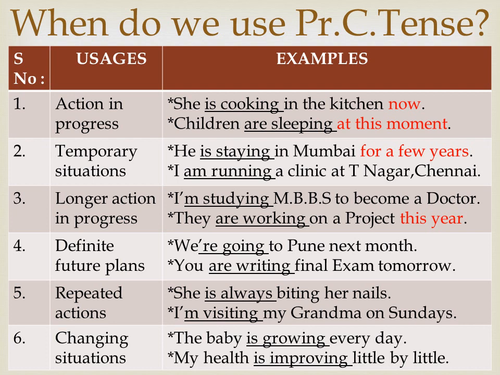Let us go to the fourth usage. We are going to Pune next month. This is a definite plan since tickets are reserved 3 months before. You are writing final exam tomorrow. It's a planned future action.